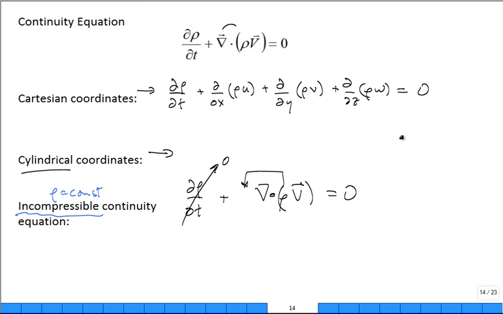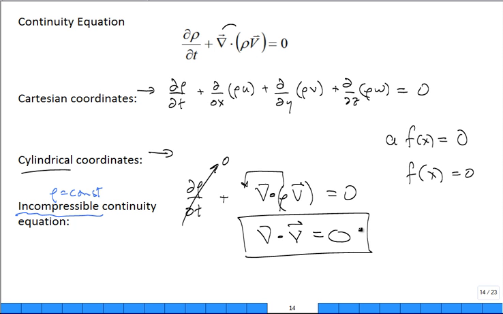It's like this. If a times a function of x is equal to 0, does that mean that function of x has to be 0? Because a is not 0. Our mass density is not 0, we just said it was a constant. So you end up with del dot v equal to 0. That's our continuity equation. It looks almost too simple to be useful, but it is. That's our continuity equation for an incompressible substance.